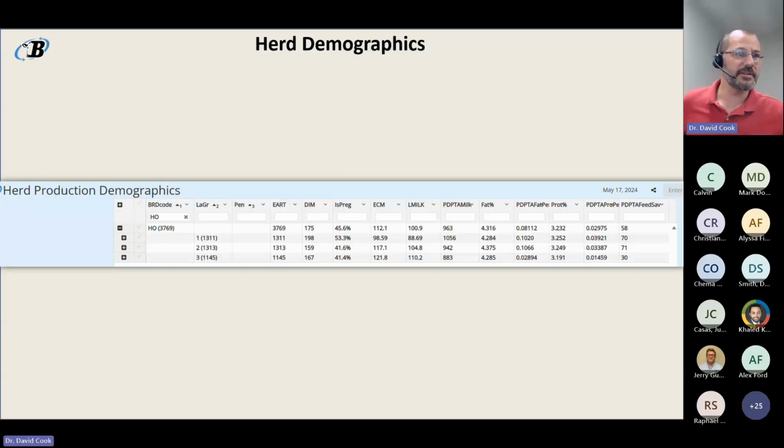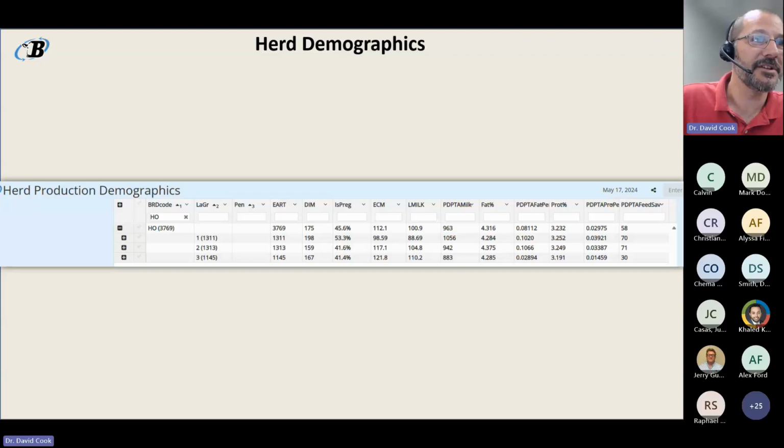One interesting place to look at genetics is, everyone loves to blame all the nutritionists for bad milk, bad fat, bad protein. A lot of times that's the case, sometimes it's not. Looking at this herd demographics report here, where I'm overlaying milk, fat percent, and protein with what the PTA values are for those animals.